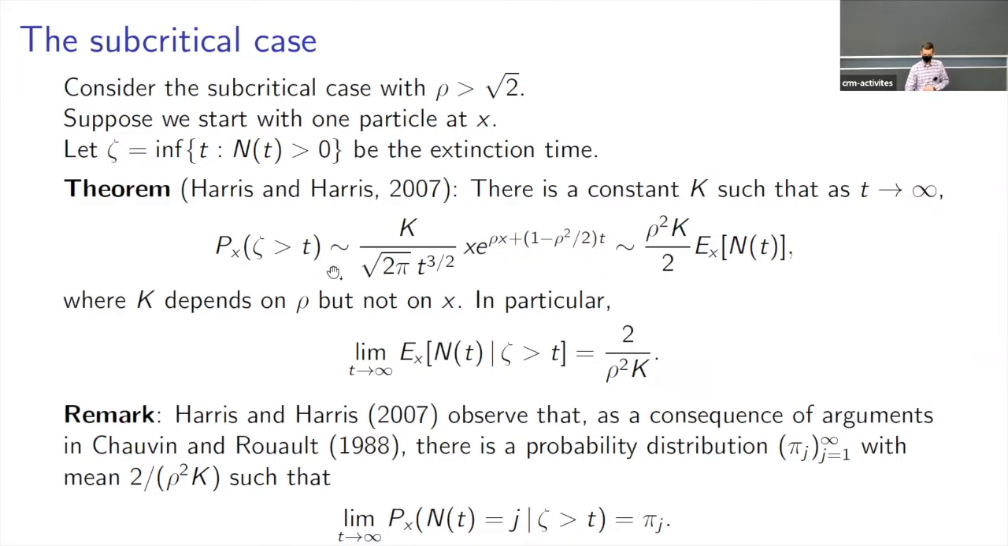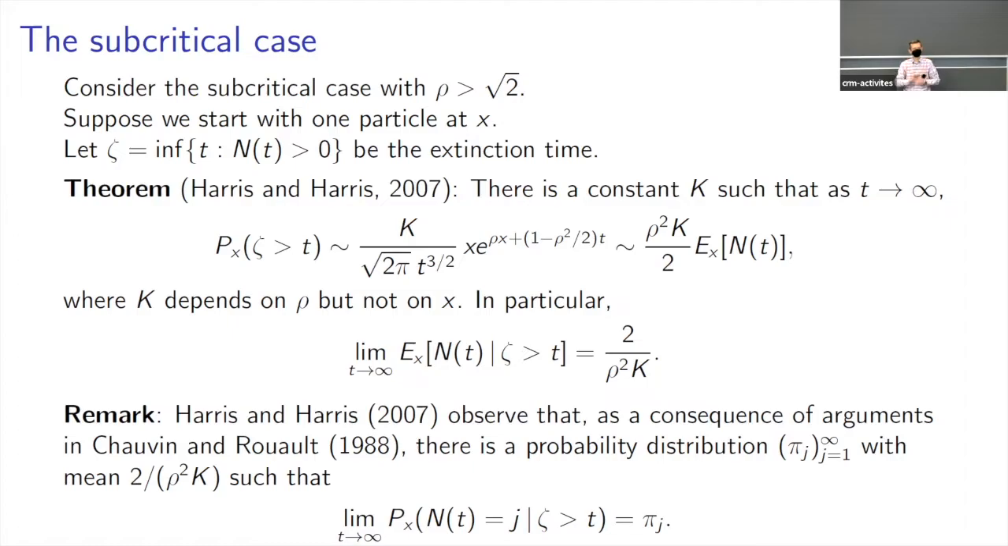And here by this symbol, again, I mean that the ratio of the two sides tends to 1 as t goes to infinity. And this is also asymptotic to rho squared k over 2 times the expected number of particles alive at time t. And I should mention that the constant k here depends on the drift rho, but it does not depend on the position x of the particle.